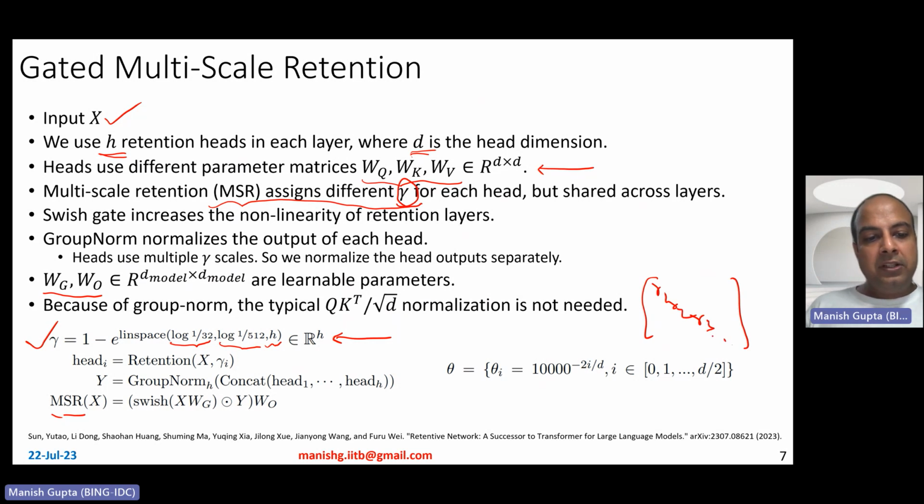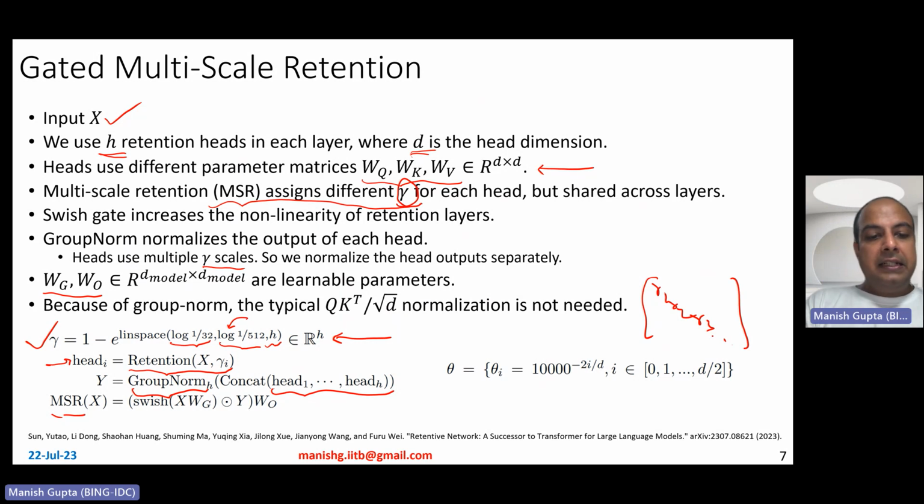Okay. So the way you do this is you compute the retention values per head. For the ith head, you're going to use the gamma I value from this guy, right? Then you compute these head representations for each of those heads. Let's say if you had h heads, you combine all of them, concatenate like you would do in a standard transformer. And then in a standard transformer, after concatenating, you would do a layer norm, but here they do group norm. Basically, they do normalization per head because heads have different gamma scales, and that leads to different variances per head, and therefore they do normalization per head separately.